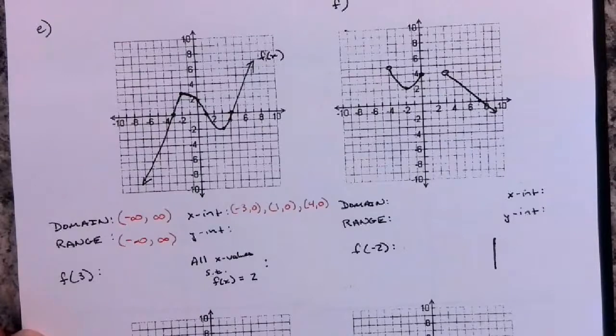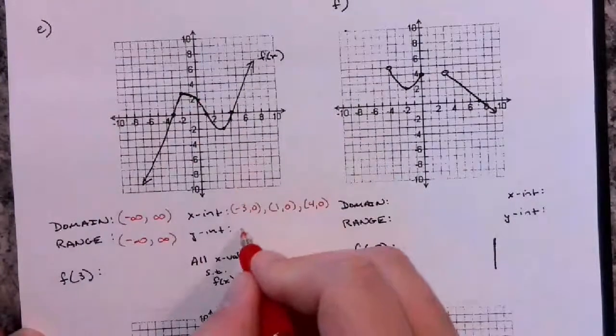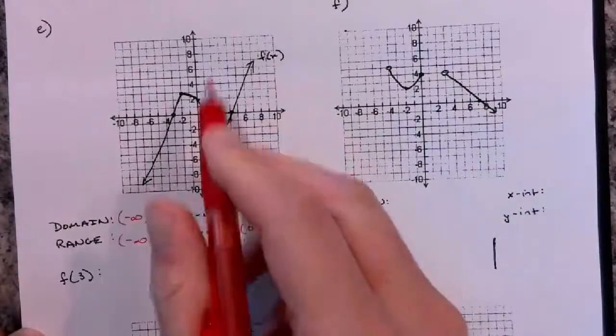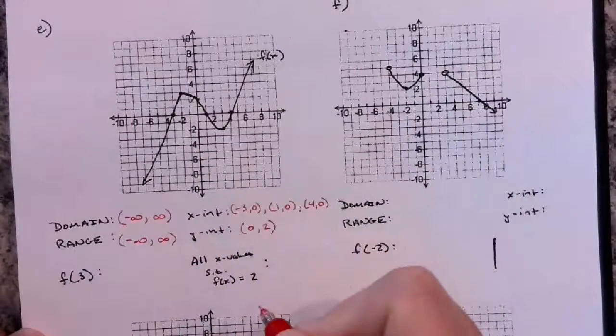The y-intercept, remember that's where it crosses the y-axis. Well, it only crosses the y-axis at one point, right there. Remember, the coordinate for x is always 0 because you're on the y-axis, and the y-intercept is 2, so (0, 2).